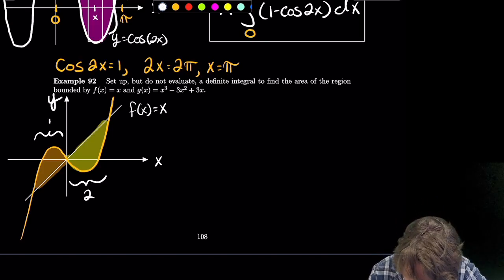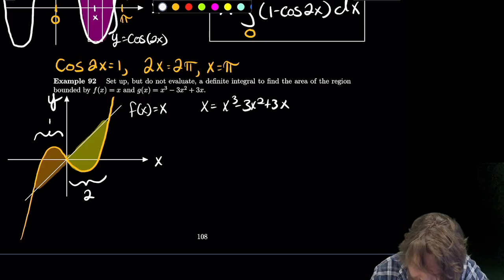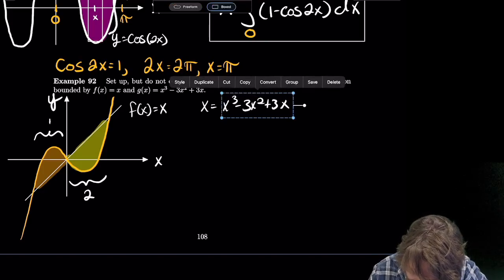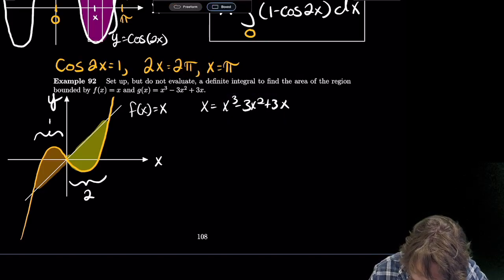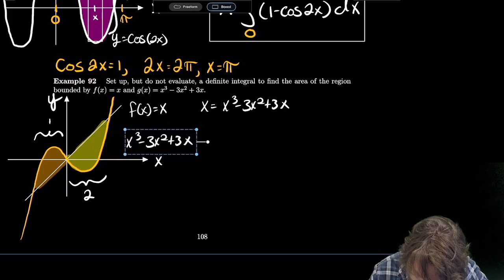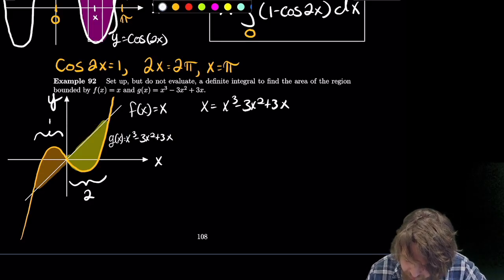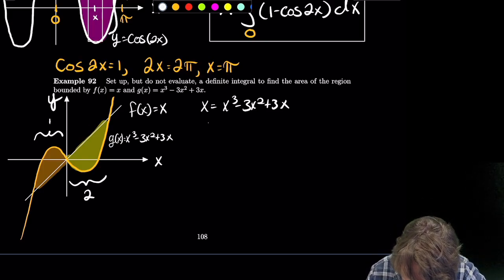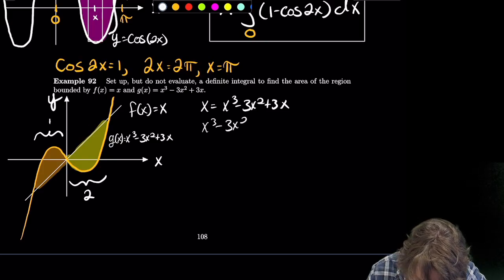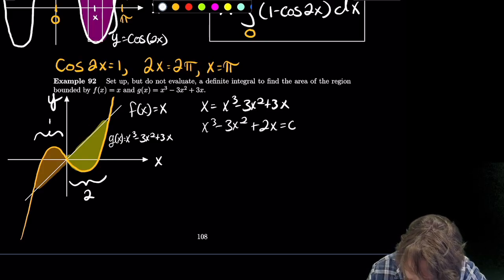So to find our limits of integration, we're going to take our two functions and set them equal to each other. So I'm going to set x equal to x cubed minus 3x squared plus 3x. I just realized that I had forgotten to label g of x, so let me come over here and label my cubic function. And now I can subtract an x from both sides. That leaves me with x cubed minus 3x squared plus 2x equals 0.